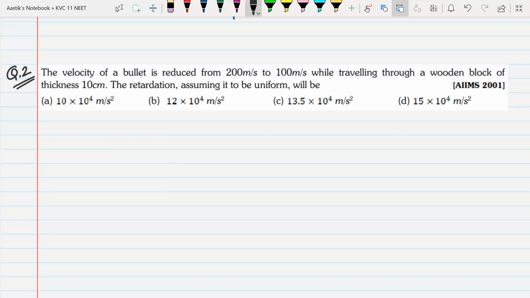Yes, my dear friends, do we have an answer, bacha? Which one? A, B, C, D. Which one, bacha? No answer? Okay. Look at this 200 meter per second. What is this? What is this 200 meter per second, bacha?